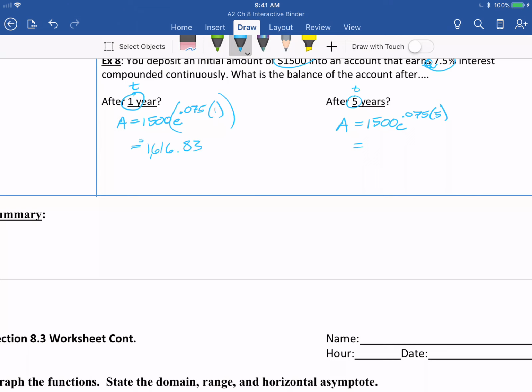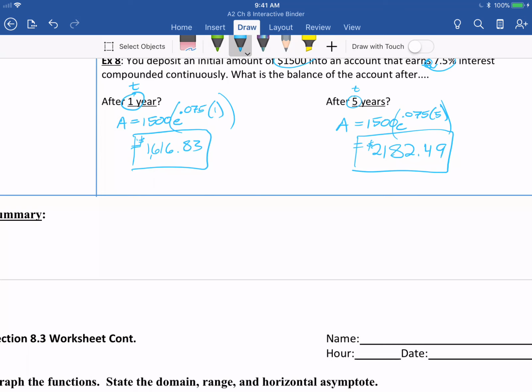$1,616.83 for the first one. And if you plug this exponent in first in your calculator, you should get $2,182.49. All right, awesome. Again, I know there's a lot there with that letter e and the number e for this math, but it shouldn't be a whole lot different. It's a lot of just plugging that into your calculator, moving it with your h and your k again.